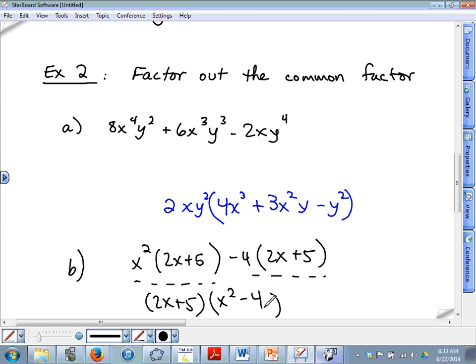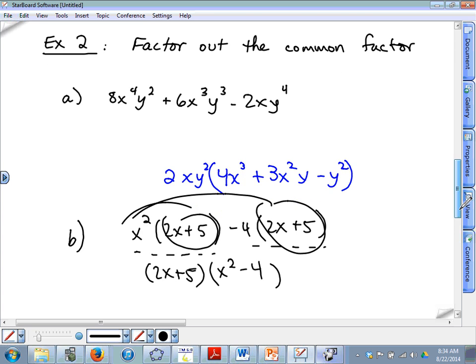Now, let's stop here and make sure we're on the same page. Yeah, they both are 2x plus 5. So both terms have a 2x plus 5 factor. Both terms had a 2x plus 5 common factor, so we factored that out from both terms. That left an x squared minus 4.